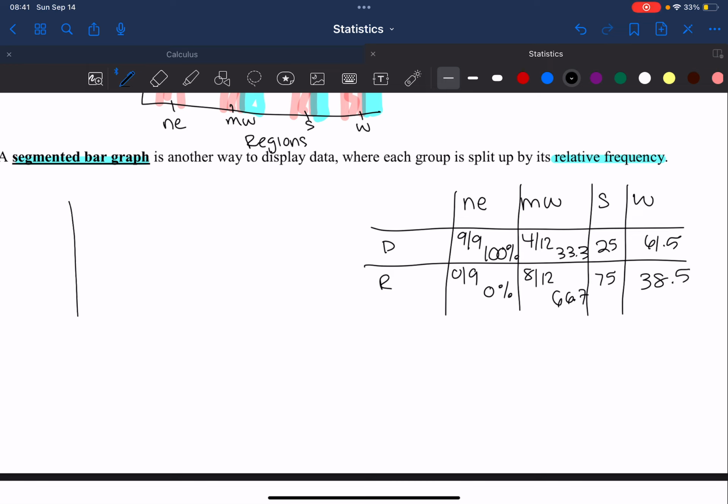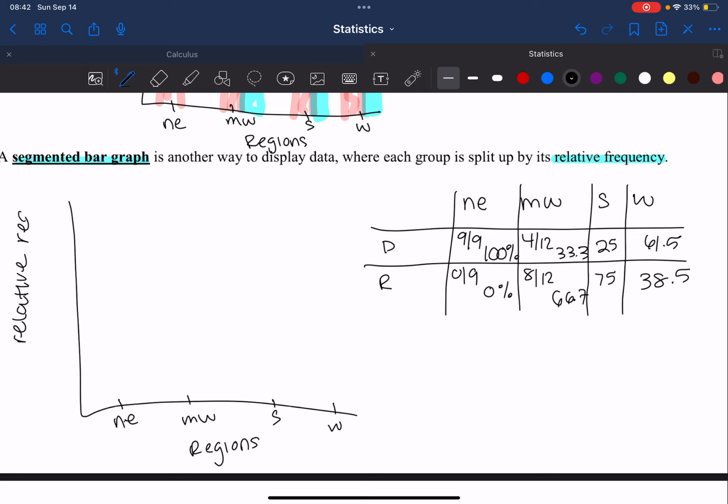Now creating my bar graph. Okay, so I have my regions at the bottom, just like before. I have Northeast, Midwest, South, and West, and now I have relative frequency. And remember, the difference is that this is going to go up to 100%. So I'm going to go ahead and count by 20. So 20, 40.